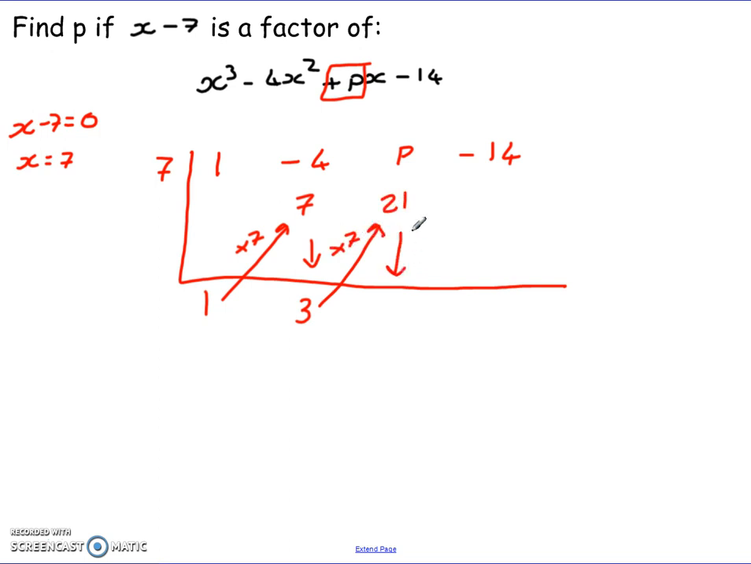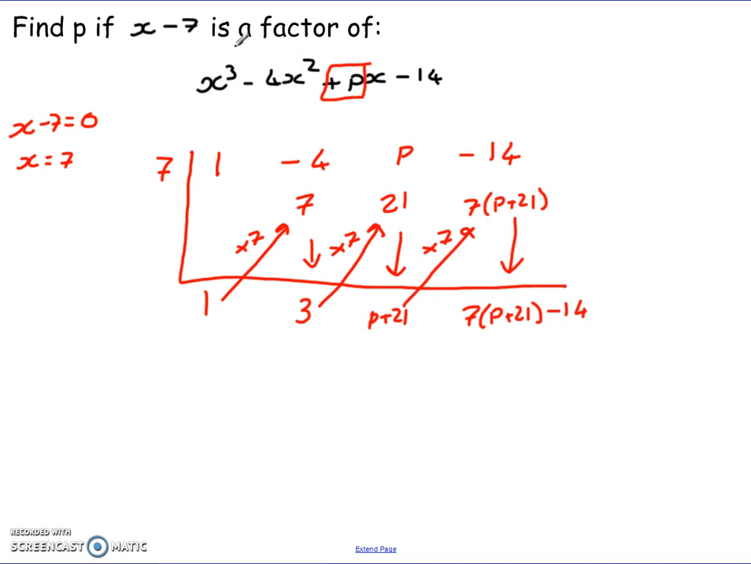Now the only difference being, when I do this like a chimney sum, I'm going to get something involving algebra. I'm going to get p plus 21. I then go up the way again, and multiply it by 7. So I get 7 bracket p plus 21. And then if I go down as a chimney sum, I get 7 bracket p plus 21, close bracket, take away 14. Now, that doesn't look like anything that could be useful.